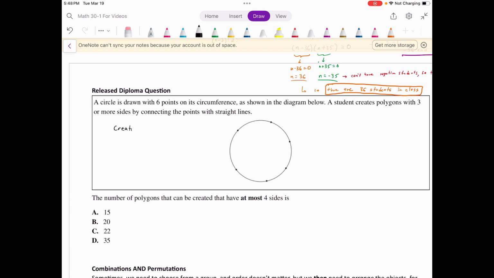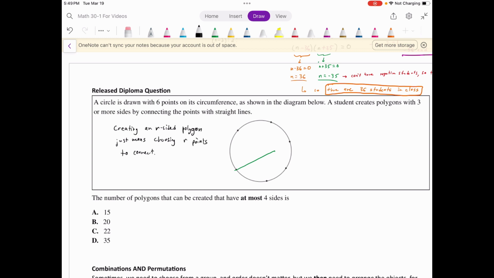Creating an r-sided polygon, and you wouldn't have to explain this and write it on a multiple choice on a diploma. No one's going to look at your multiple choice. But just so, since I'm teaching it so we can follow the logic here, right? Creating an r-sided polygon just means choosing r points to connect, right?